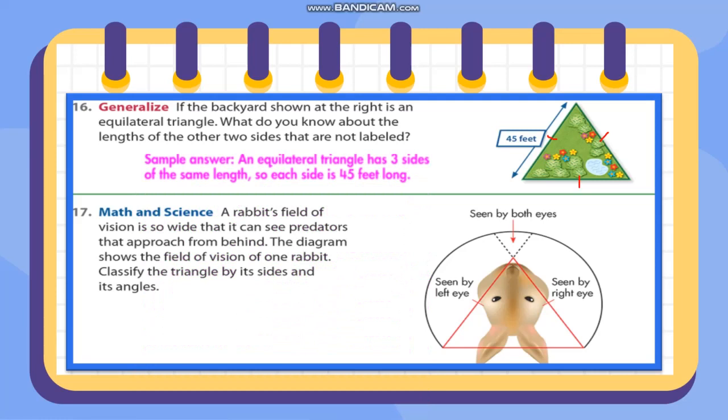Number 17. A rabbit's field of vision is so wide that it can see predators that approach from behind. The diagram shows the field of vision of one rabbit. Classify the triangle by its sides and its angle. So you can see this red triangle, so two sides are equal. So if two sides are equal, that is what we call isosceles. And how about the angle? So all angles are acute. So the answer is isosceles and acute triangle.